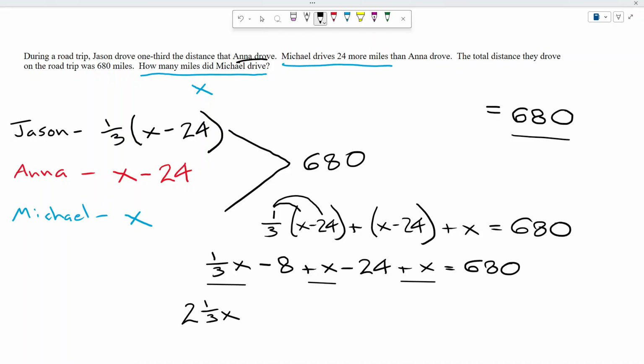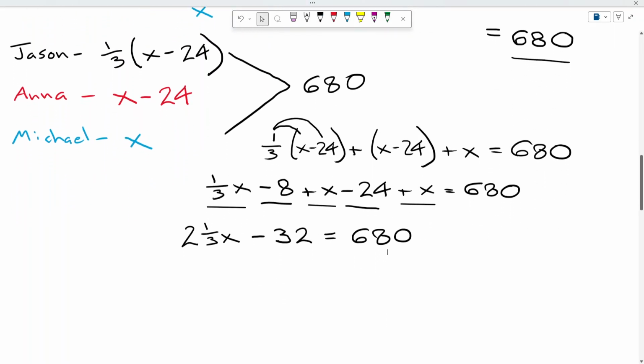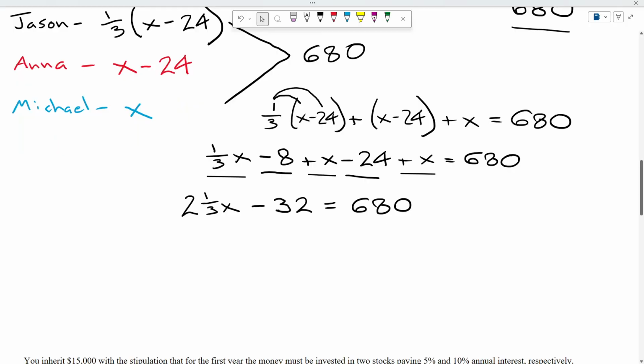Okay, and then we can get the ones without the x knocked out too in this same shot here. So we have -8 minus 24. So -8 minus 24 will get us -32. So we've combined our like terms now. Okay, let's move our screen down.